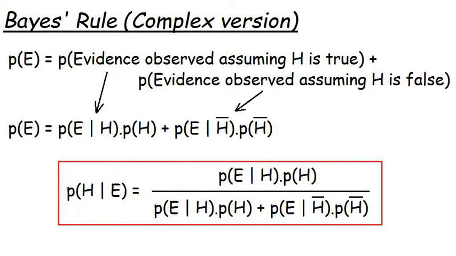I said there was a slightly more complex version of the formula, and we get it by expanding the P of E term in the denominator of that fraction into two separate terms, one assuming the hypothesis is true, and one assuming that it isn't. Between them, these two cover all possibilities. Either that hypothesis is true, or it isn't, and those two things are mutually exclusive, so we can just add those two probabilities. The new expression for P of E is then patched in for the denominator of that fraction.